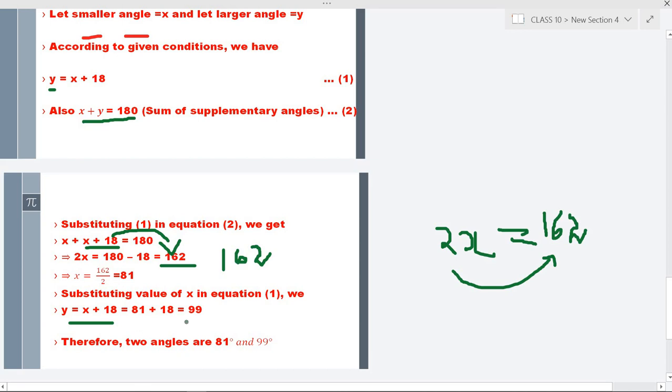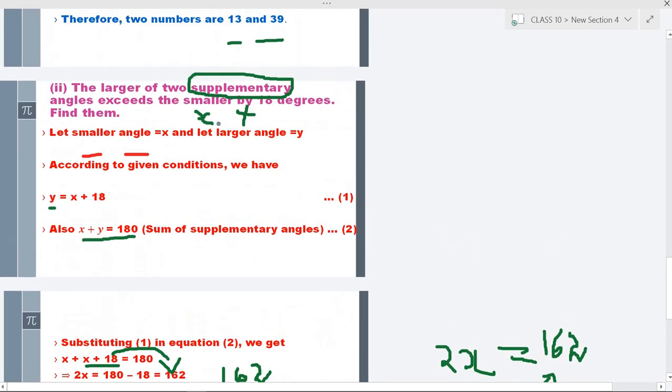So ultimately you get the value of y as 99, the value of x as 81, and this is very simple to verify. It is interesting and simpler to verify. Why? Because when you add 81 and 99, you will get 180, and that is what the question is demanding, that the sum of supplementary angles is 180. So this is very simple to verify. Others were a little bit time consuming.